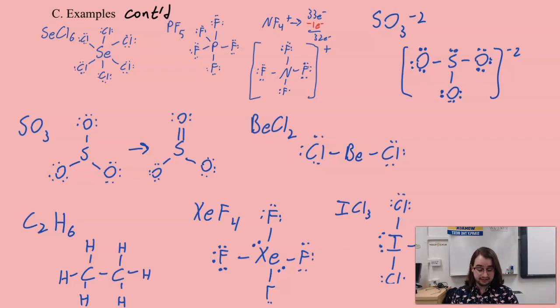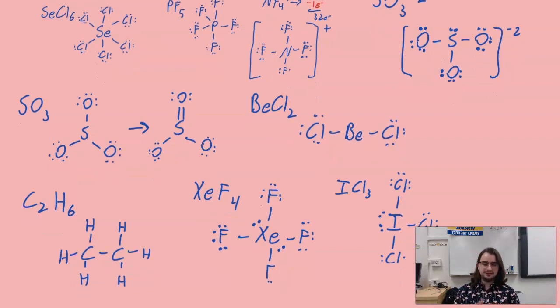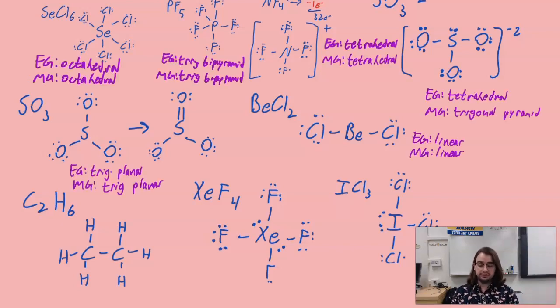Why don't you give the top few a try? Look them over and see what you get for the different geometries. Go all the way up to beryllium chloride, because it's just kind of matching shapes, right? I think you can handle it. Then I'll help you out with C2H6. Go for it.